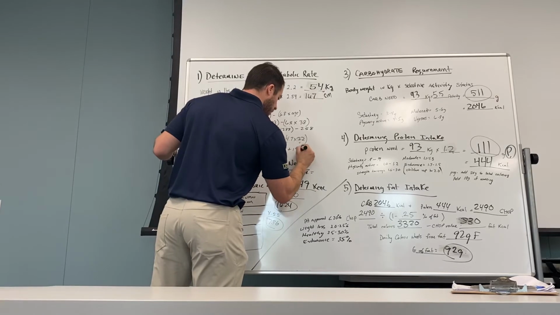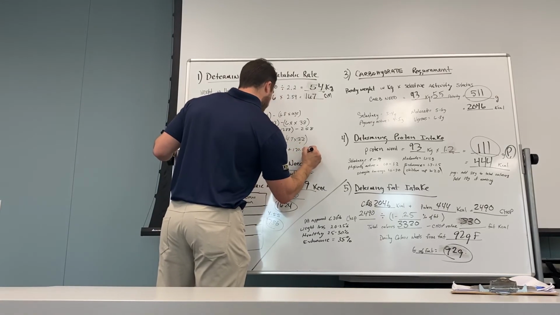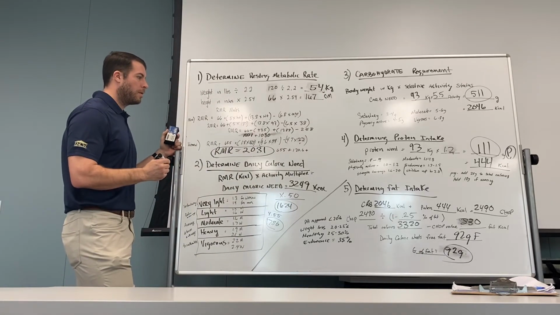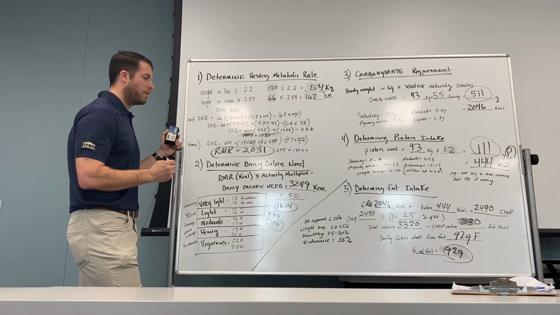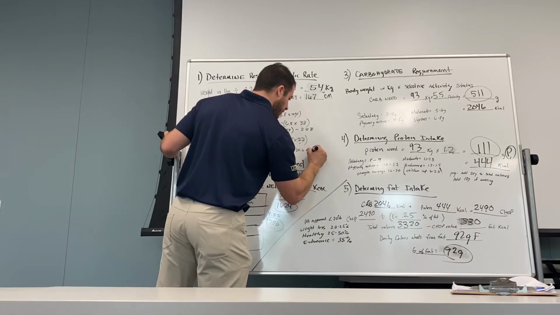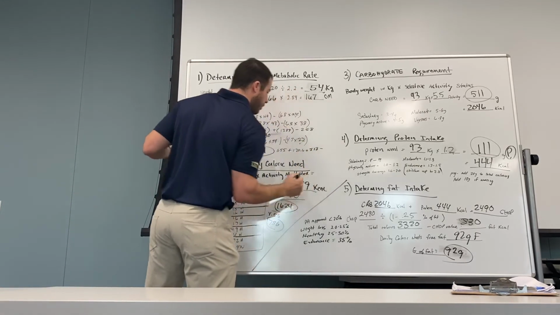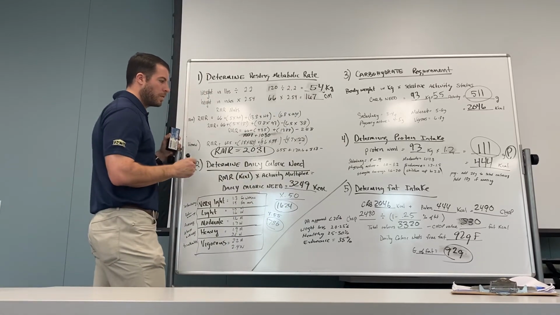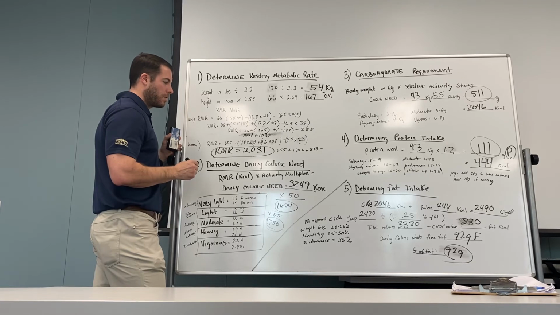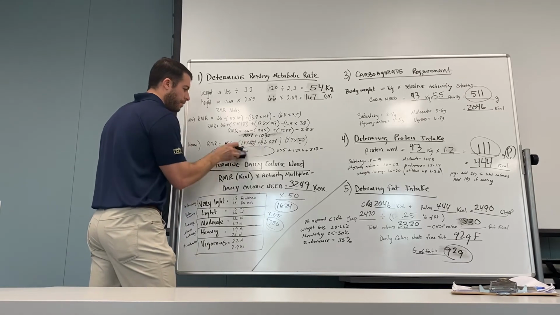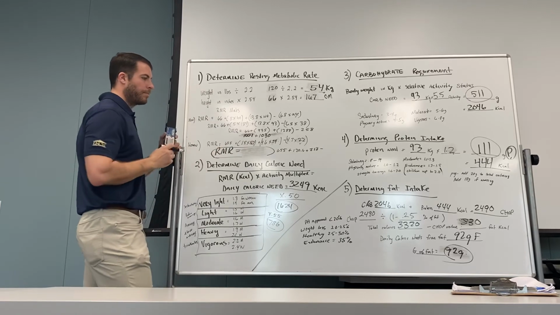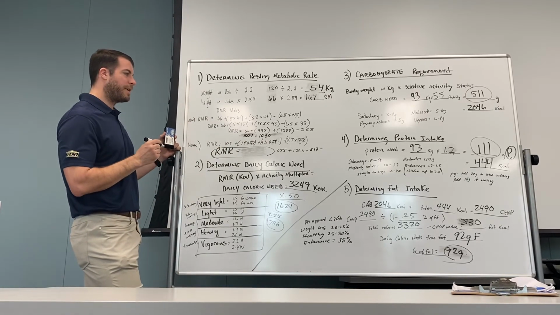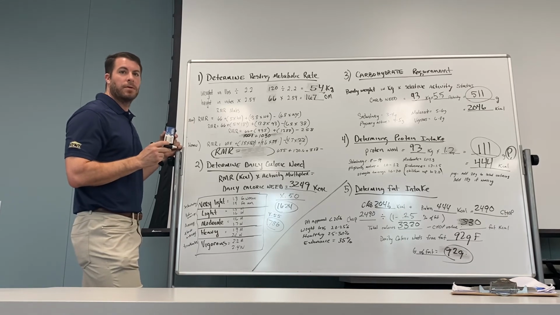1.8 times 167 is 300.6. Okay. Plus, we're going to go 9.6 times 54, 518. Minus 4.7 times 22, so 4.7 times 22, 103.